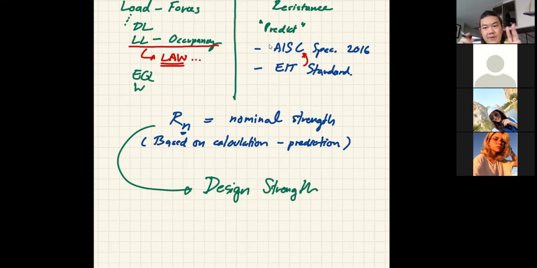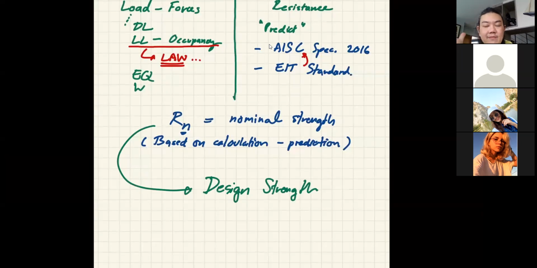Okay, so there are two different words that you need to understand now. Nominal strength is the absolute maximum strength of your structure. You can say it is as good as it gets. It cannot take more than this.